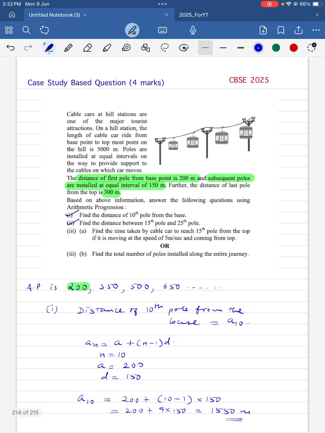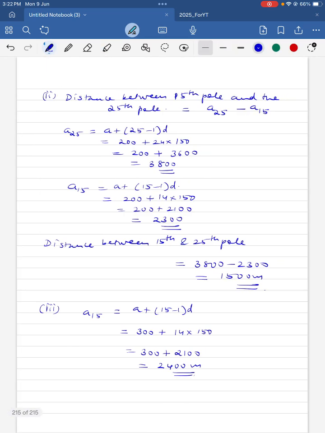Now, but here they're not asking you to find out the distance. They've asked you to find out the time taken by the cable car to reach this pole. Okay, and they've given you the speed as equal to 5 meter per second. So we know the distance and we know the speed. Speed is equal to 5 meter per second.